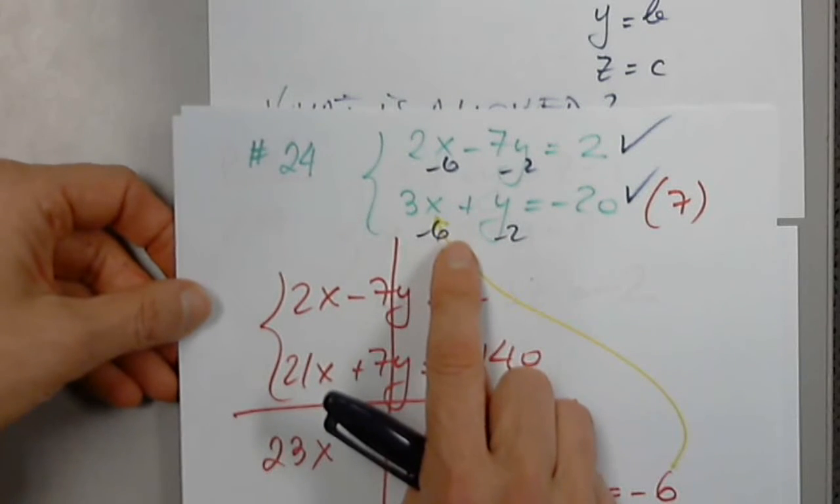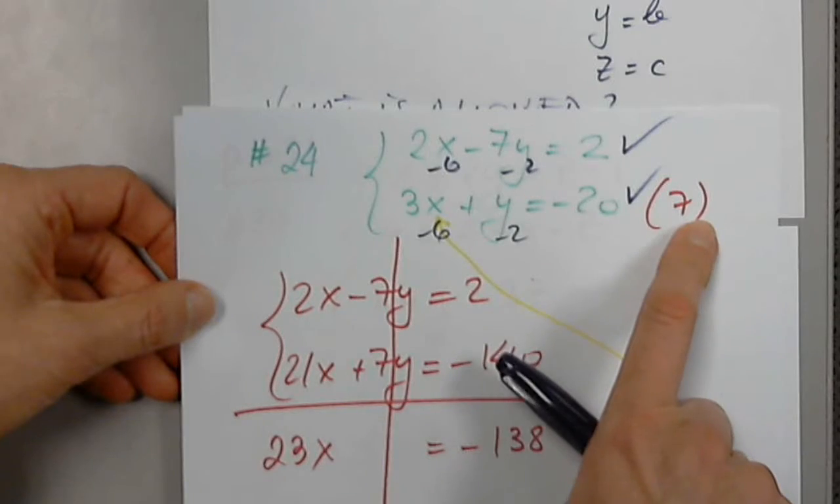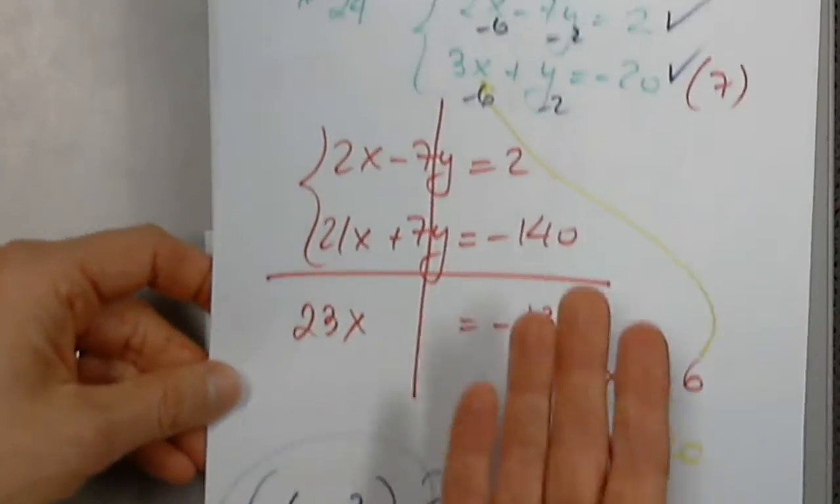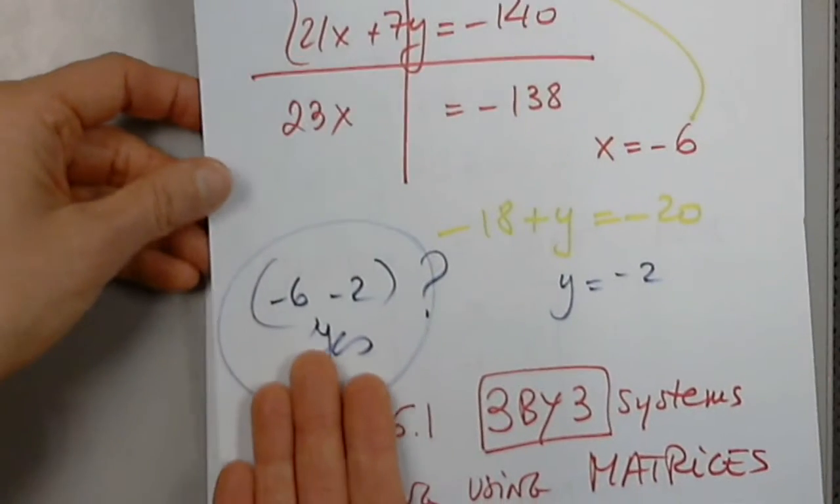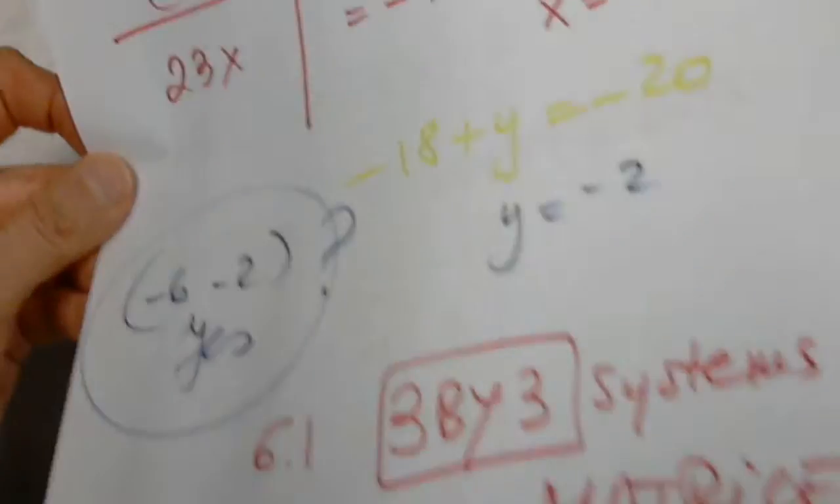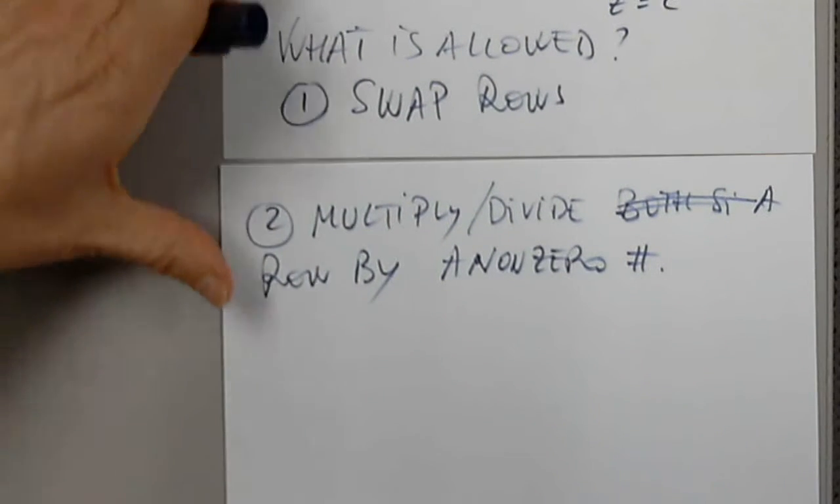All of a sudden, when we solved this problem, we said, let's multiply both sides by 7. Did that change the final solution? Multiplying both sides of an equation by a number, did that change the final solution? No, we are allowed to do that. Good. And the final operation, or what is allowed, number 3.